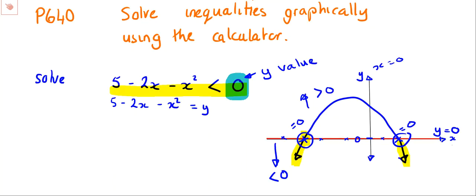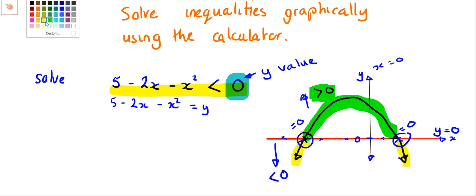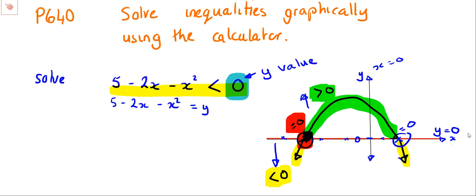So anything above the line, we would say is greater than 0. Anything below the line, we say is less than 0, both there. And then on the line, equal to 0. Sorry, that red wasn't very good. I should redo that.